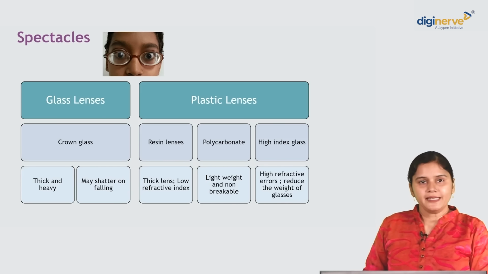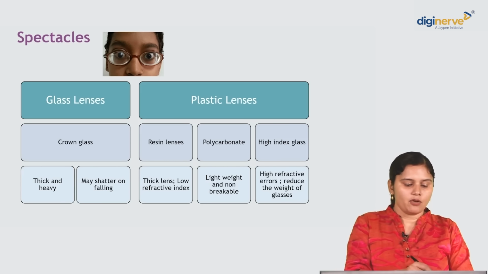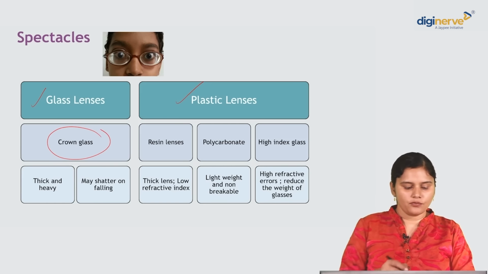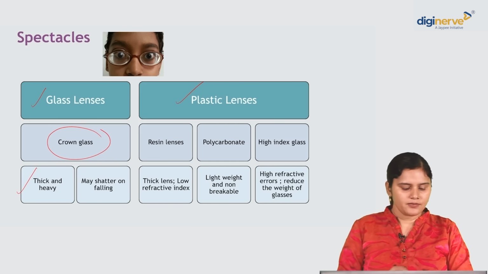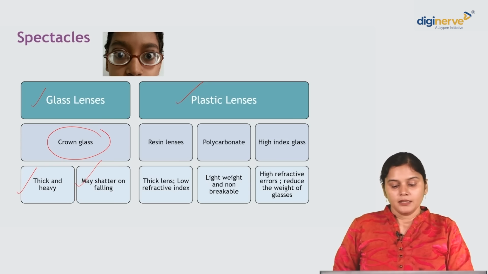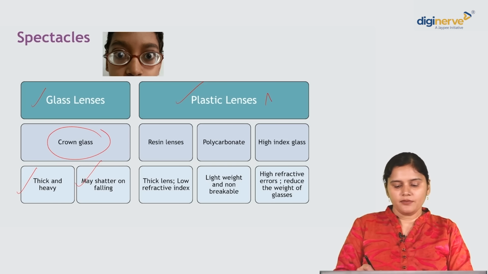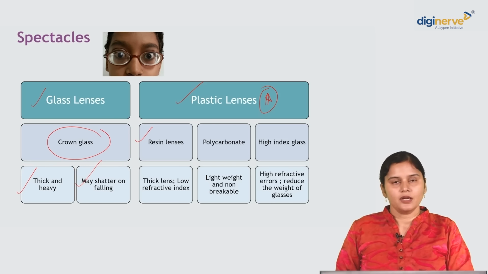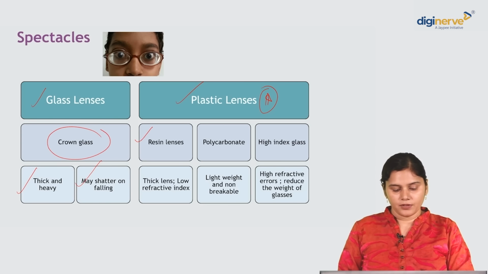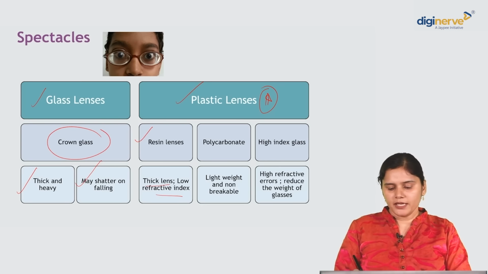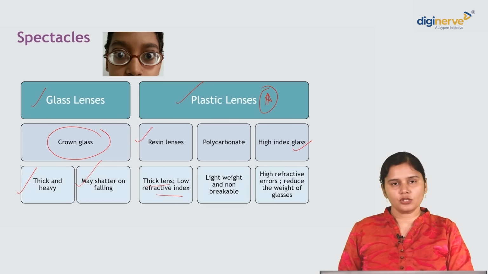Now the material of the spectacles, they can be made of glass lenses or plastic lenses. Glass lenses are usually made of crown glass. Crown glass is very thick and heavy and it might shatter on falling. The plastic lenses are the commonly used ones, and the common lenses are the resin lenses, which are thick lenses with low refractive index. Nowadays, high refractive index glasses are also available.